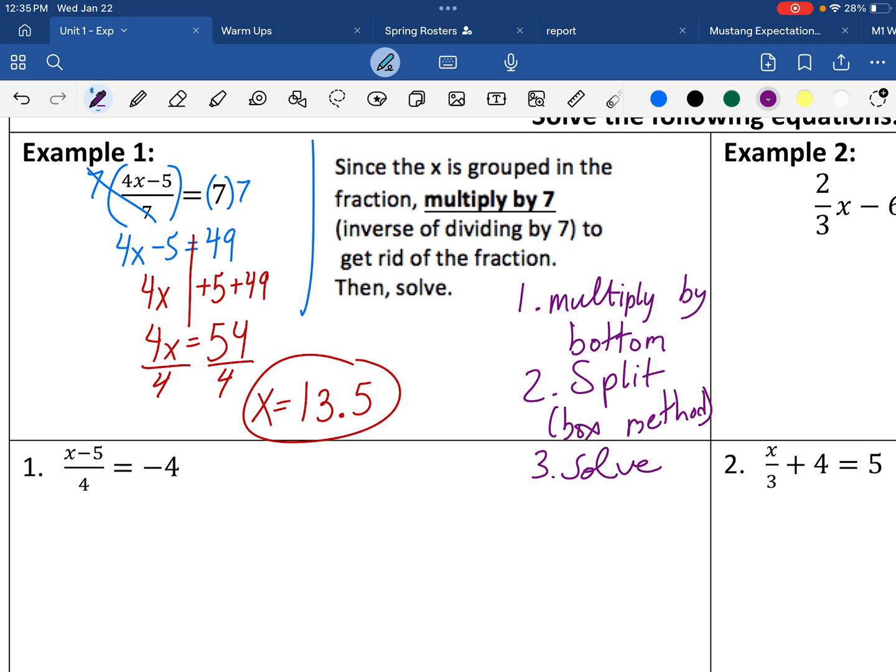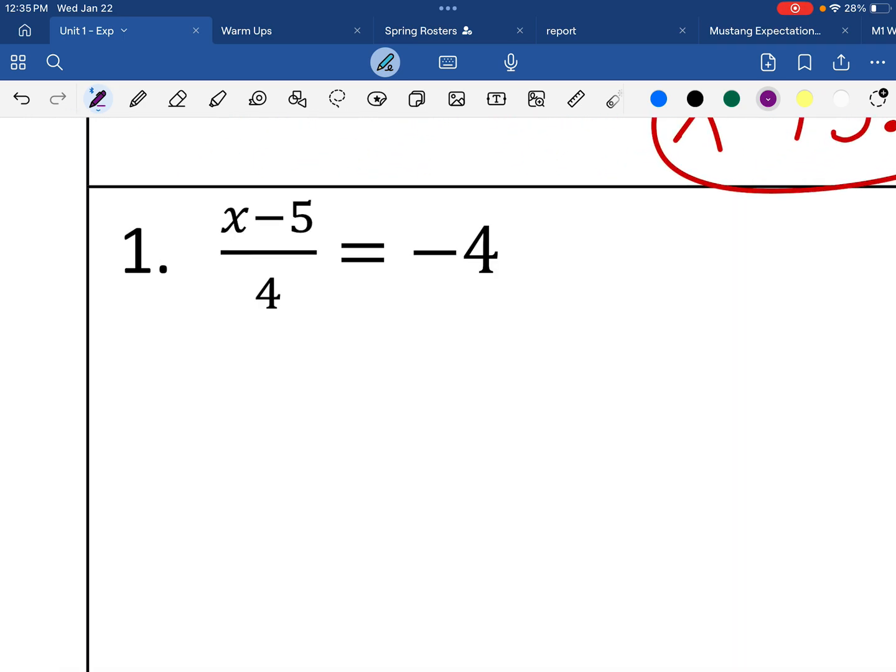Solve. Okay, so let's look at number 1. I'll give you guys a quick second for you to try it. Just pause the video. Okay, let's go ahead and look at it.